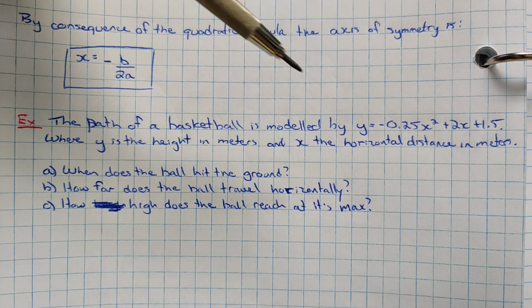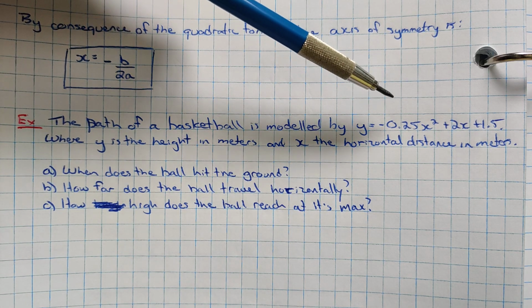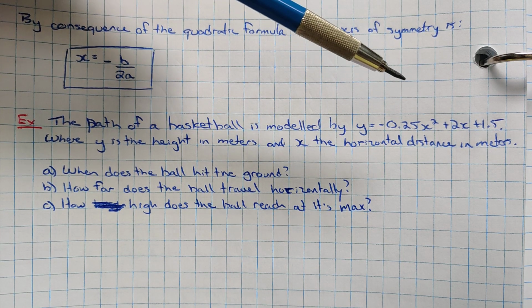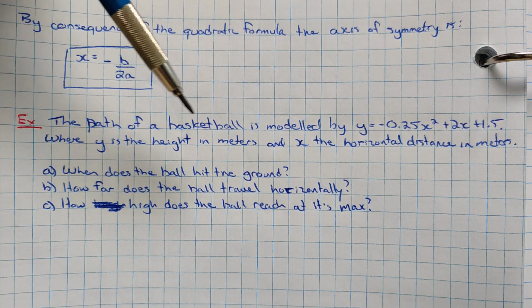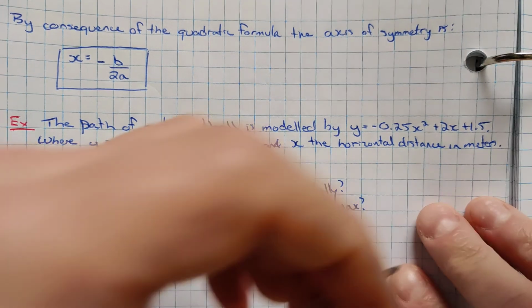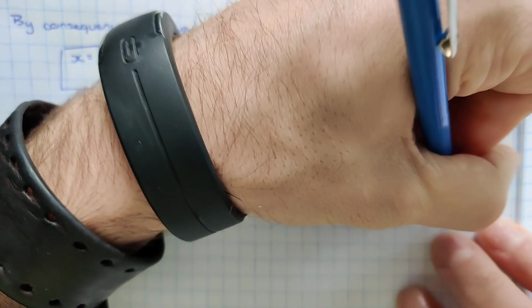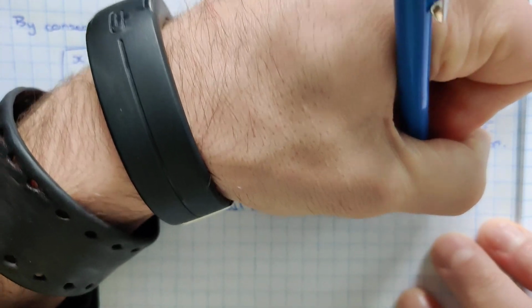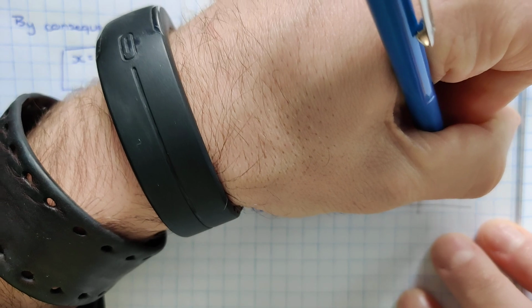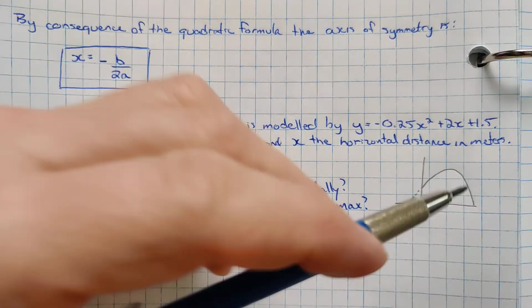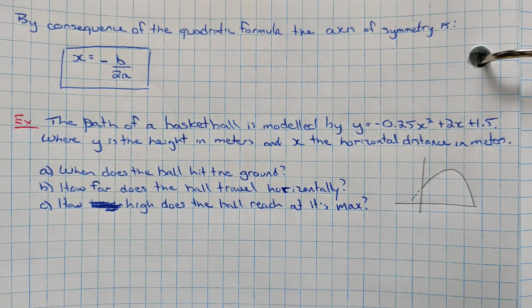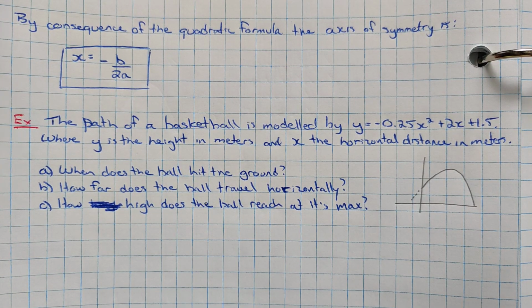So first off, let's take a look here. We've got a path of a basketball modeled by negative 0.25x squared plus 2x plus 1.5, where y is the height in meters and x is the horizontal distance in meters. So we have some sort of basketball getting thrown around, probably looking something like this. It starts here and comes down. So we have a graph looking like this, starting at 1.5 meters above the ground. When does the ball hit the ground?